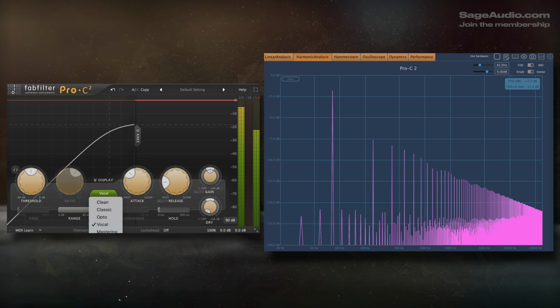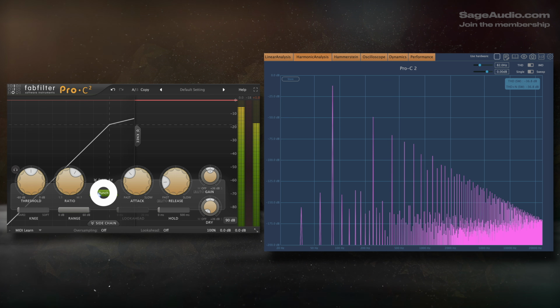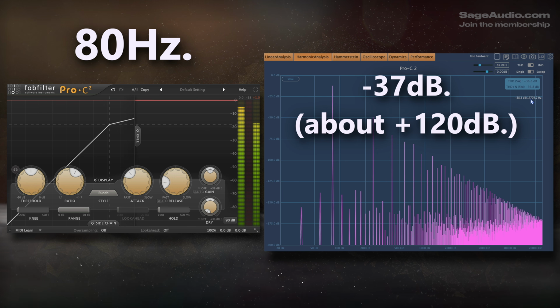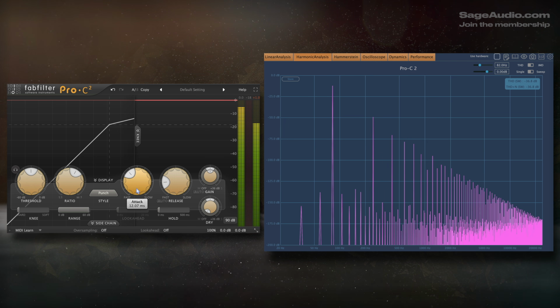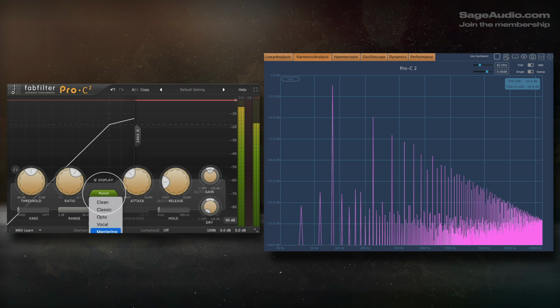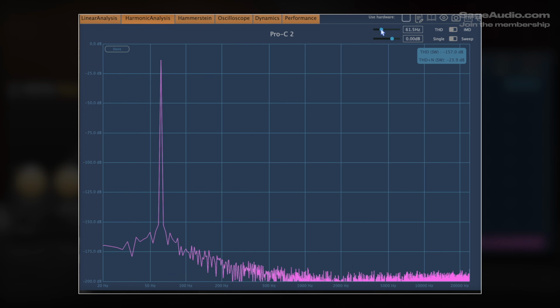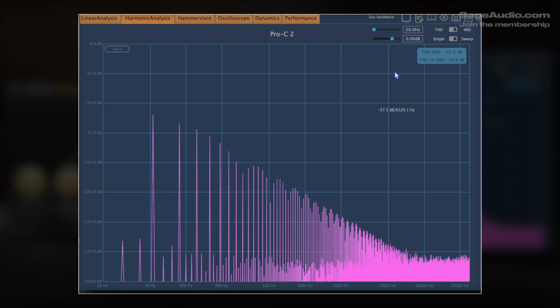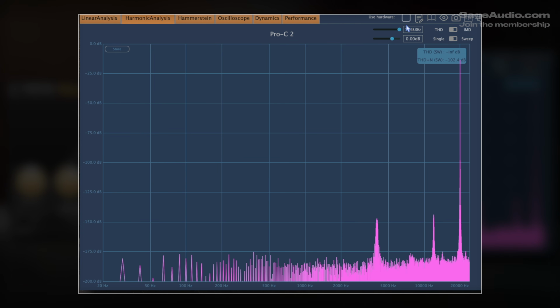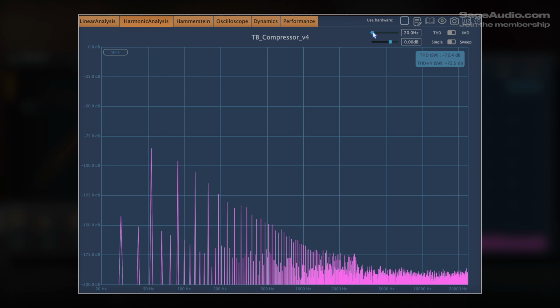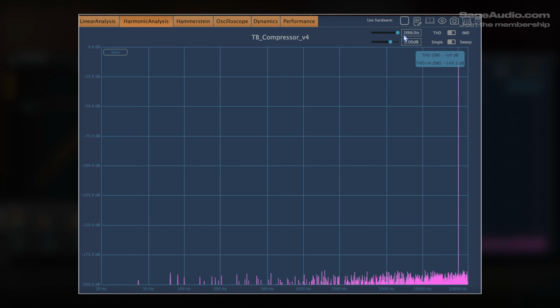For example, if we take a look at the Pro C2 plugin and select its punch algorithm, with a 12 millisecond attack and a 50 millisecond release compressing 80 Hz, the THD is negative 37 dB. Now, this is most likely on purpose from the developers. That said, if we switch to the mastering algorithm, notice how the THD drops to about the same level as Tone Boosters when it's set to its punch mode. Interestingly though, the Pro C2's mastering algorithm introduces significant distortion at extreme low and high frequencies if oversampling is off. In contrast, Tone Booster's compressor introduces significantly less distortion at extreme lows and no distortion at extreme highs.